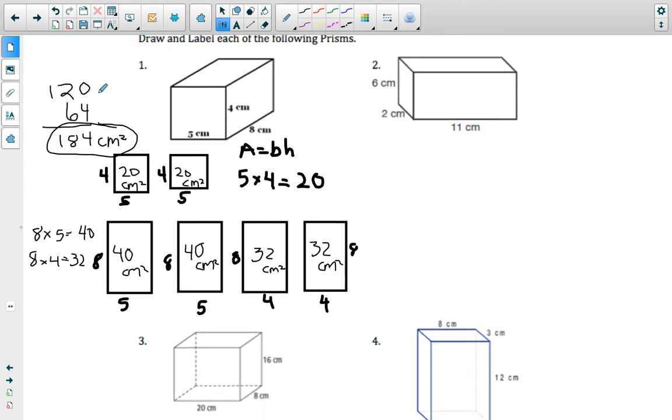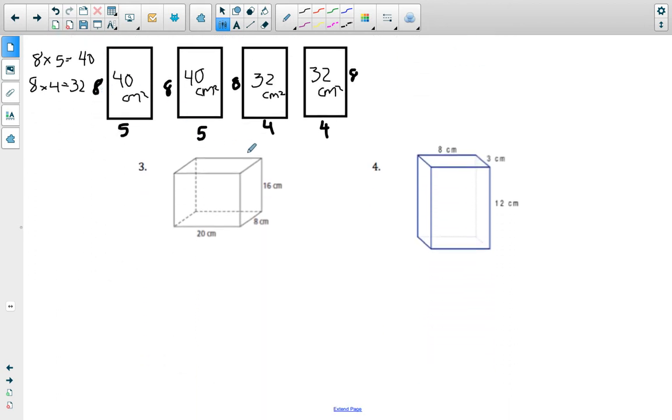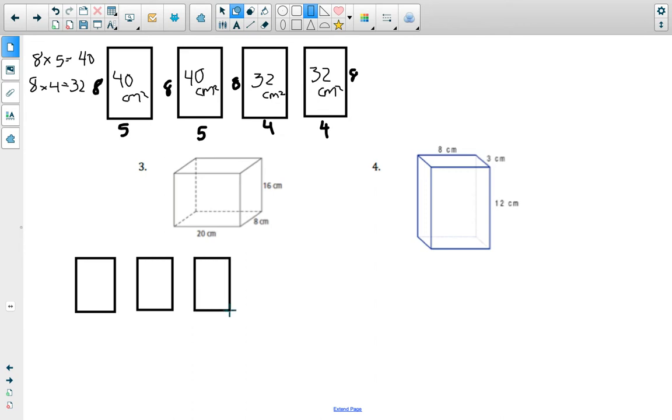Let's jump down to number 3. Number 3 also has all rectangles. 1, 2, 3, 4, 5, 6 rectangles. I'm just going to make 6 rectangles. Again, you don't have the benefit of having a tool on your worksheet that lets you draw rectangles easier like I do. But notice mine aren't all the same size or even close. Doesn't matter. I don't really care about that.